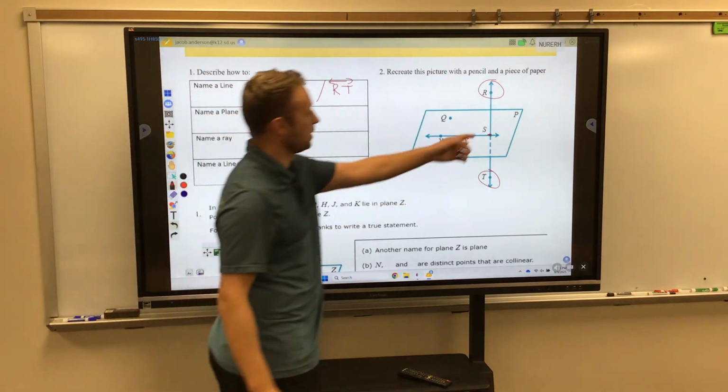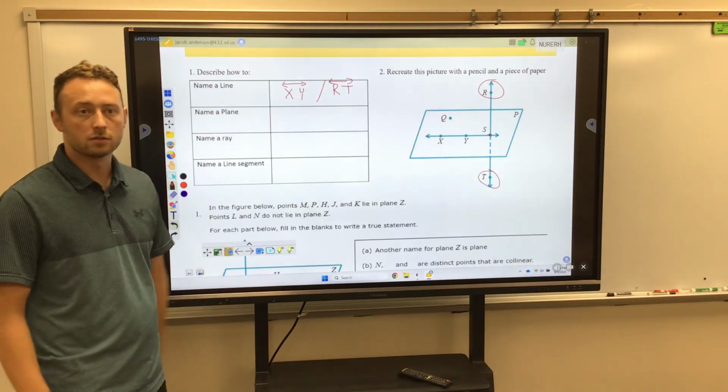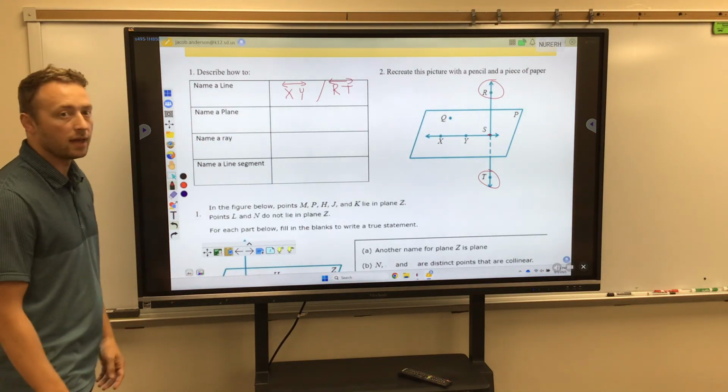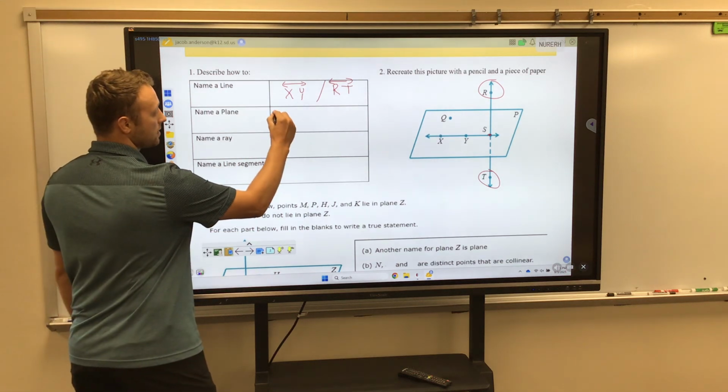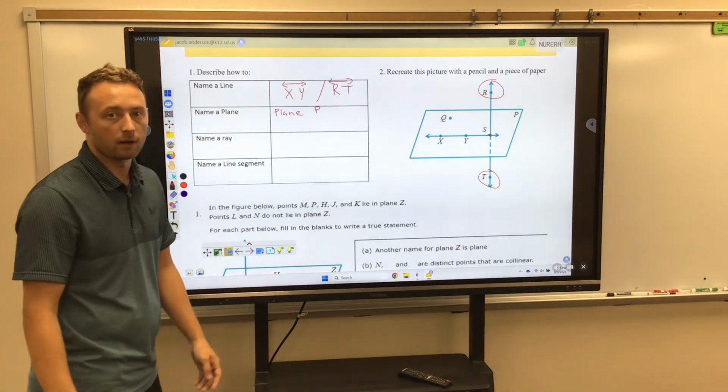I could have named it with S in there if I wanted to, but RT works perfectly fine, and we've used 2 points. So either of those would work. Let's name a plane. The easiest way to name that plane we've already talked about. I would call it plane P if I wanted to be quick about it.